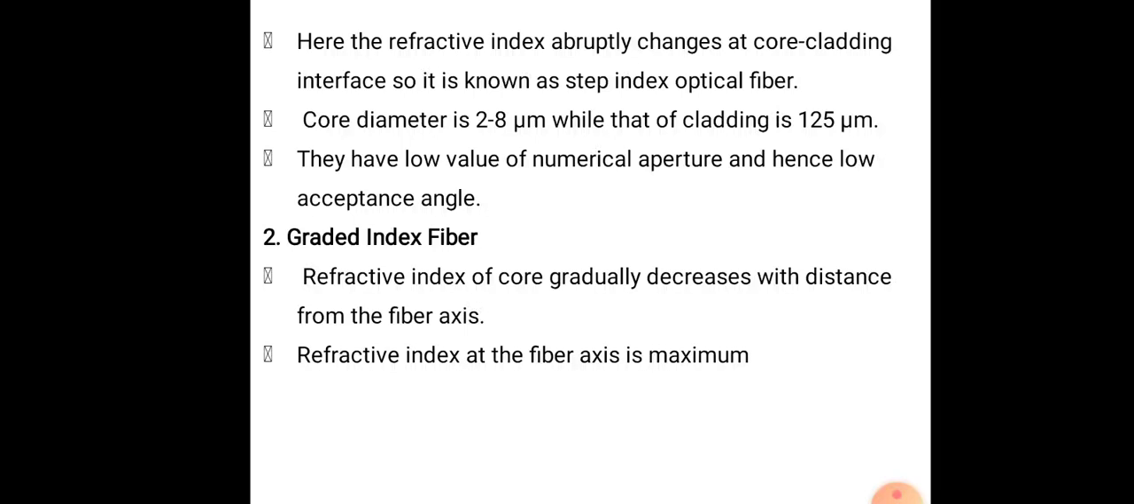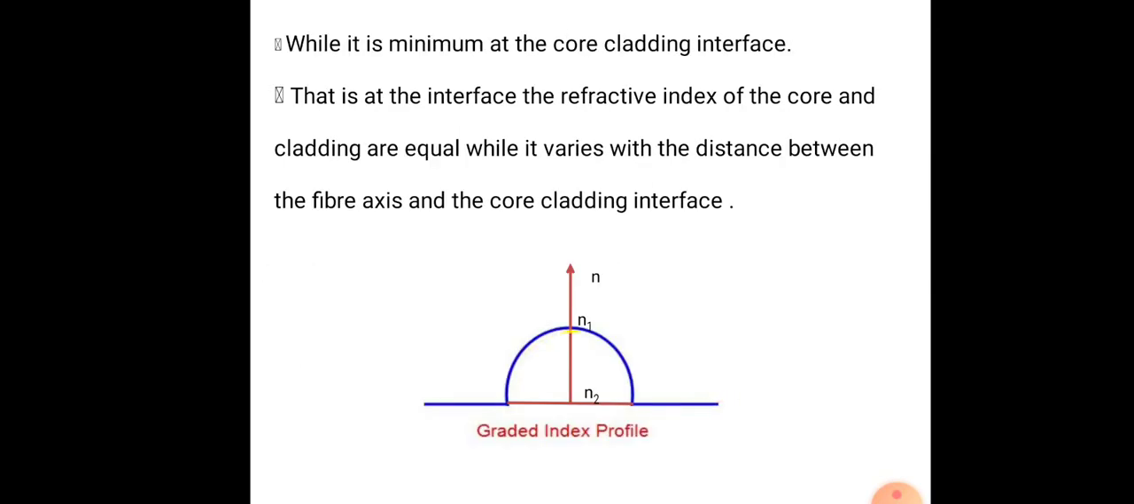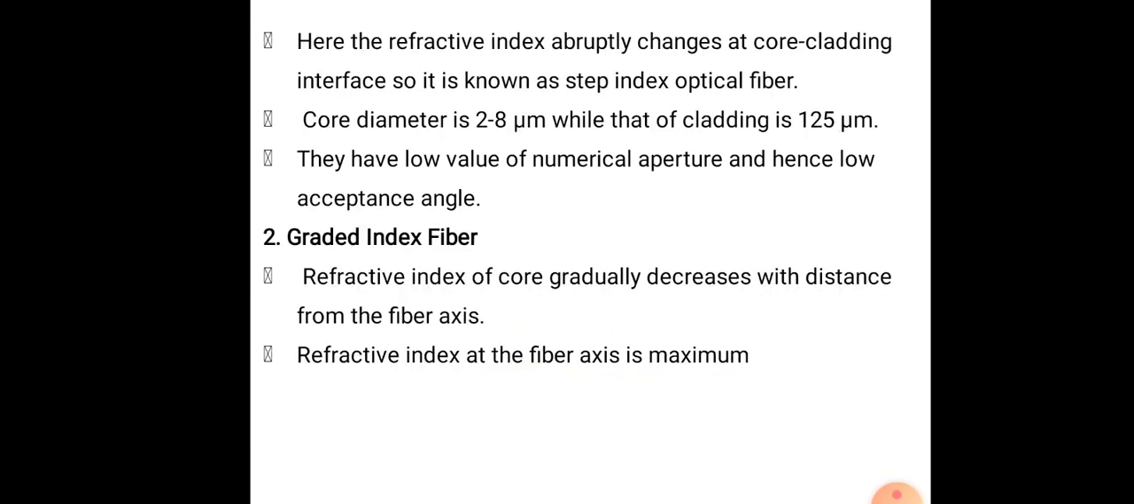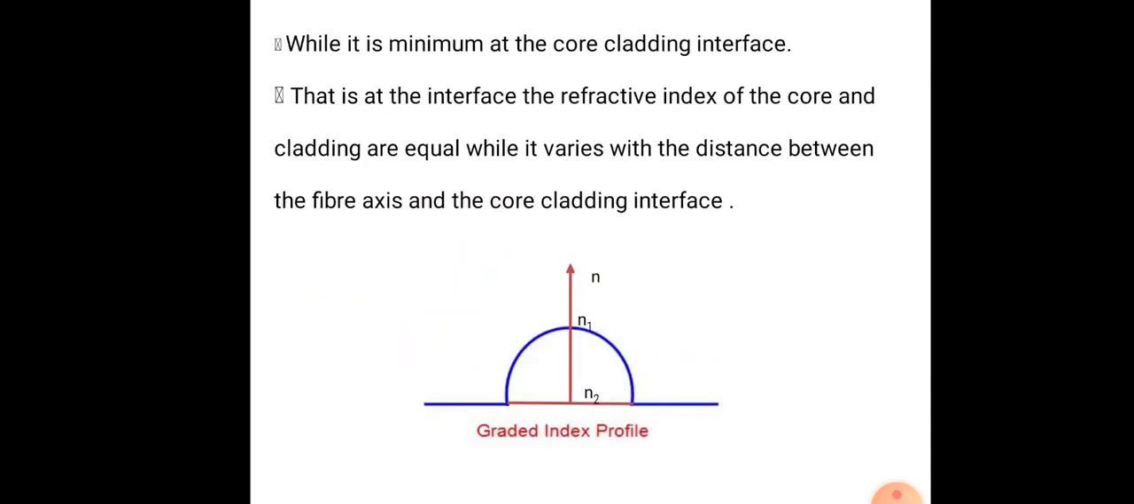Understood? Now the second type is the graded index optical fiber. Here the refractive index of the core gradually decreases, and hence it is known as a graded index fiber. Understood? Along the axis, the refractive index is maximum, while at the core cladding interface the refractive index is minimum, and that is the graded index optical fiber.